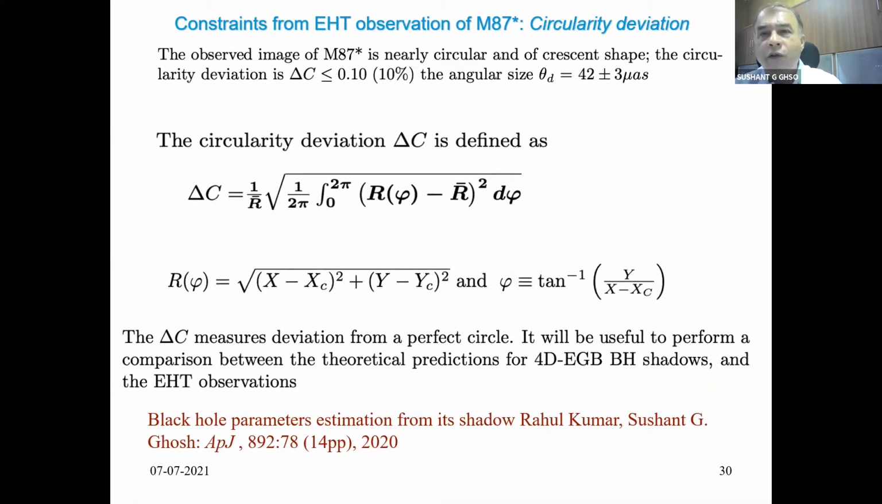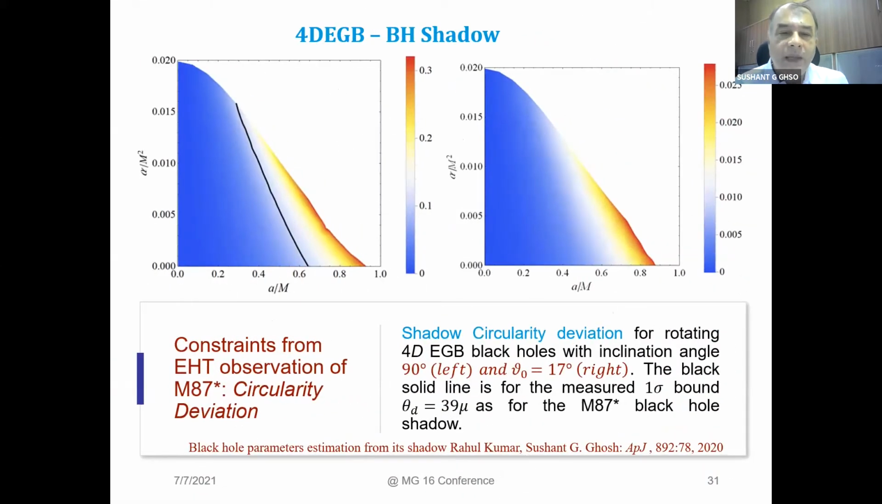We now want to constrain 4D EGB with the Event Horizon Telescope. There are two observables. We consider the circularity deviation, which is the deviation from a perfect circle, 10% as pointed out by the Event Horizon Telescope. Let's see what happens in the 4D EGB case. The left side is 90 degrees, and the right side is 17 degrees, which was used by the Event Horizon Telescope. In the case of 17 degrees, the entire parameter space satisfies the circularity deviation, so the 4D EGB black hole is totally consistent in terms of this observable.